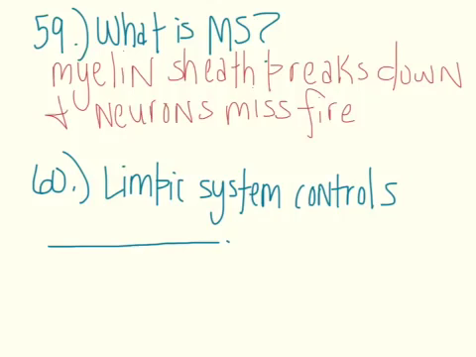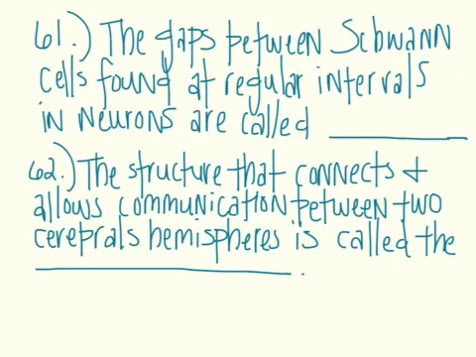Question 60 asks what the limbic system controls, and it controls your emotions. So that is question 60. Question 61 says the gaps between the Schwann cells found at regular intervals of a neuron are called the nodes of Ranvier. We're going to look at that here in a second on the diagram.